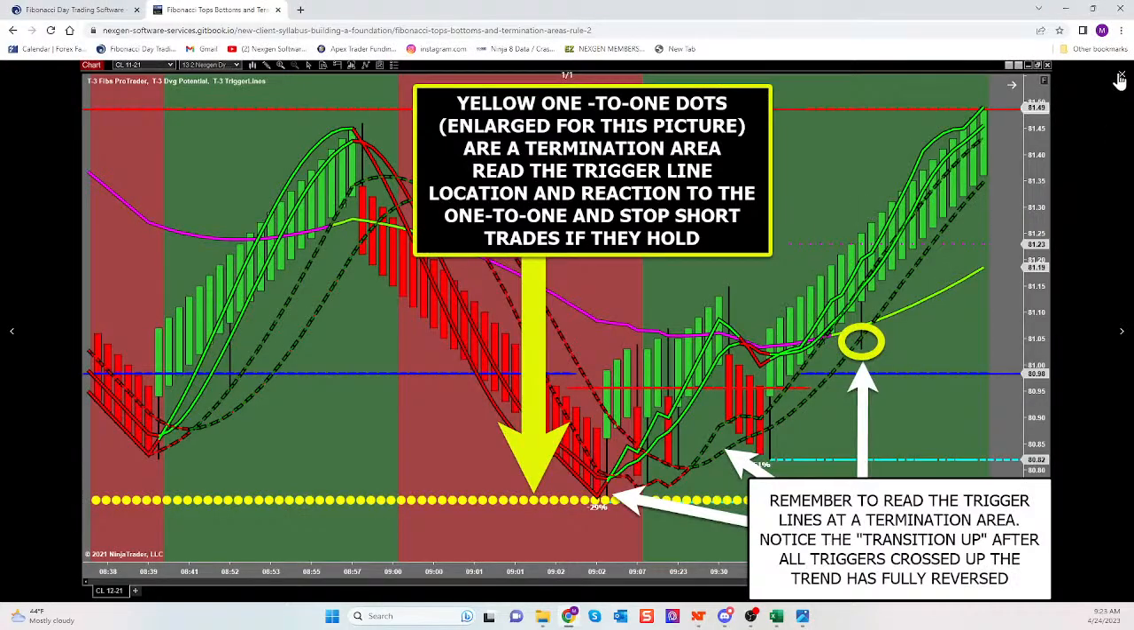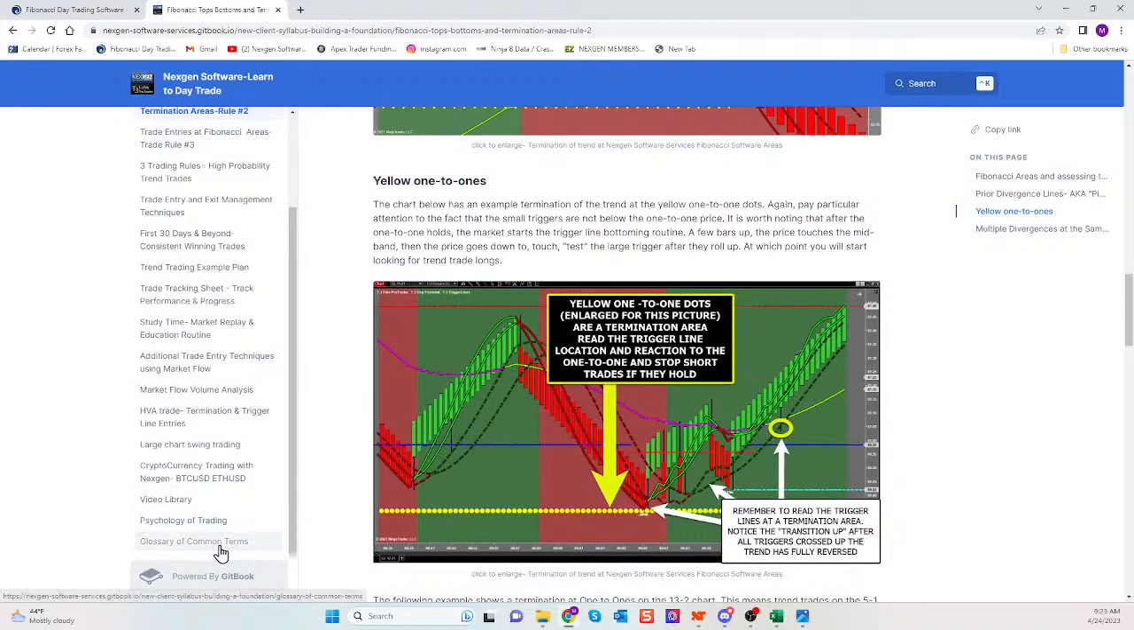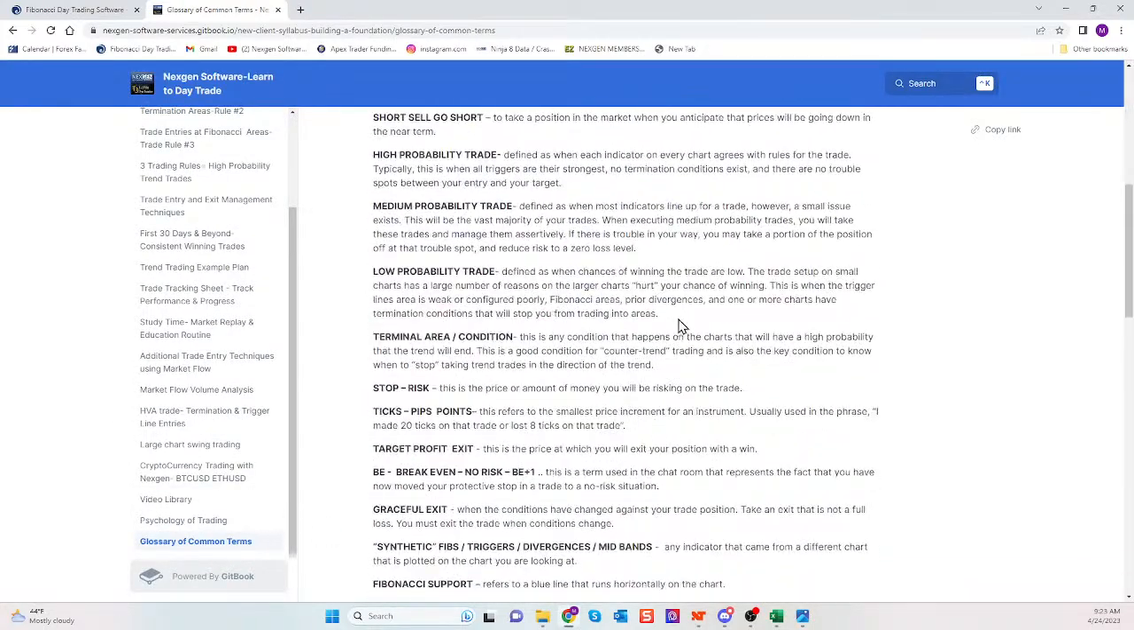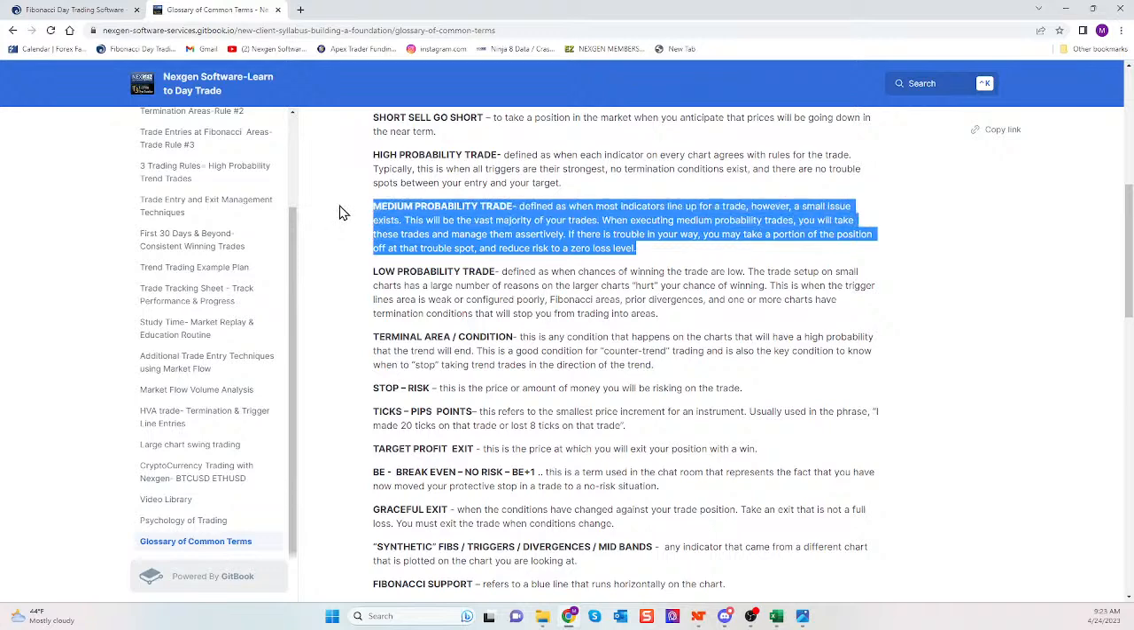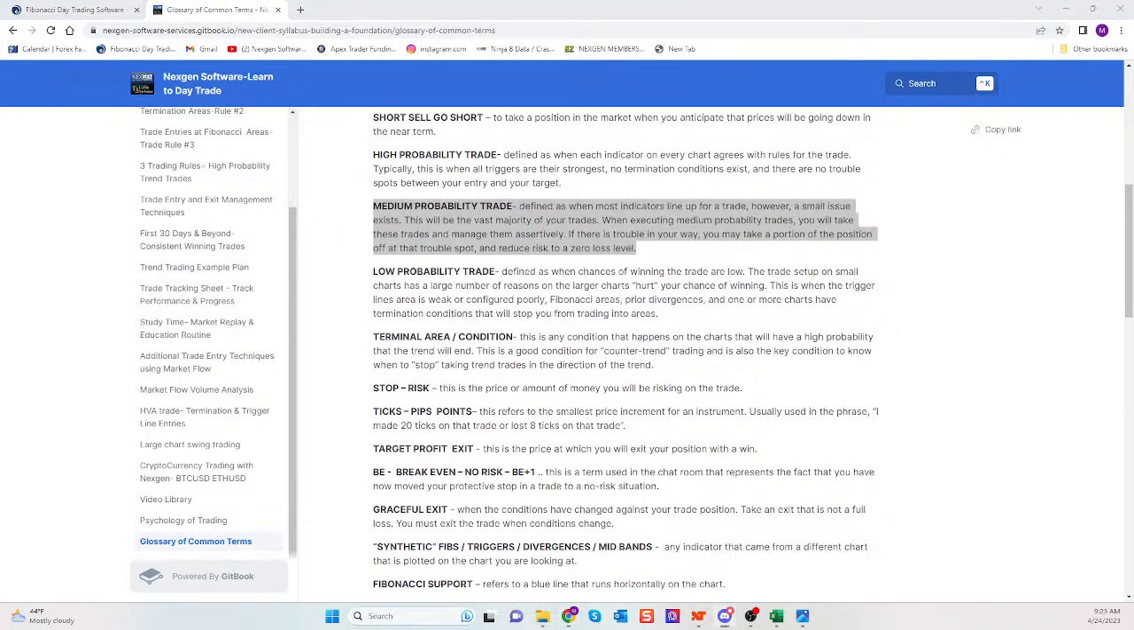And this is going to be the look that new traders are going to recognize for their first medium probability trade. Remember, we're focusing on the highest probability trade for the first 30 days. This medium probability trade, when areas have the potential to break, is typically the first one that Nexgen users take. And it's defined as when most of your indicators line up for a trade. However, a small issue exists. Your chart reading identifies the issue. This will ultimately be the vast majority of your trades.